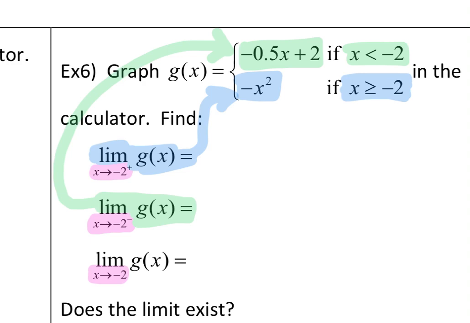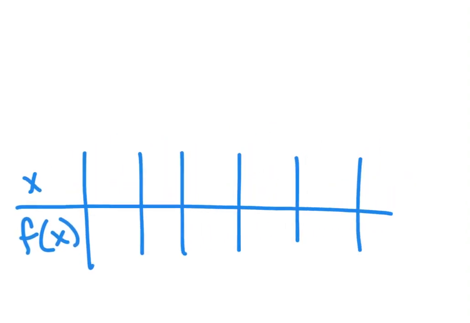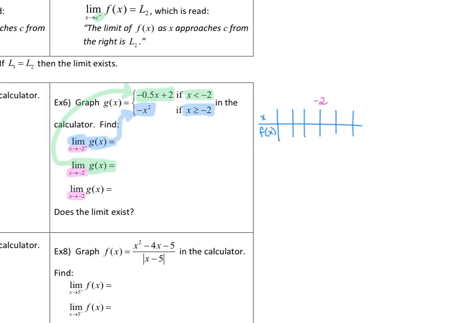Go ahead and set up your table. The number at the middle of the table should be -2. The numbers on the right are, I had to stop and think about that for a second, the numbers that I'm highlighting in blue, and the numbers that are on the left are the ones that I'm highlighting in green.